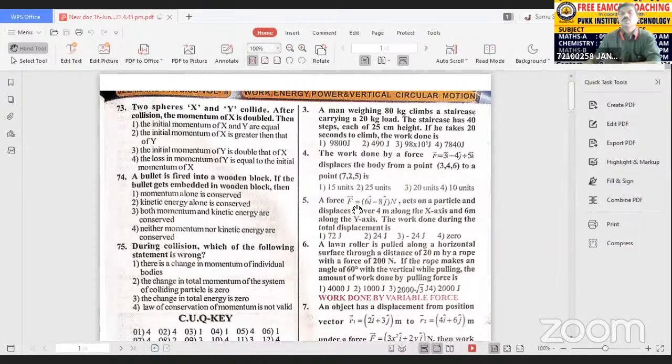So in this, two points are given: 3, 4, 6 and another point 7, 2, 5. Assume that this is the R1 point and this is the R2 point. Find out the displacement, S is equal to R2 minus R1. Force is given. Find out work done.